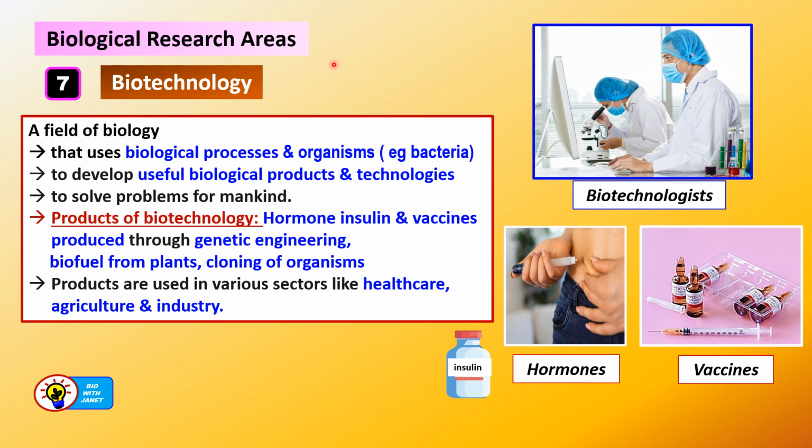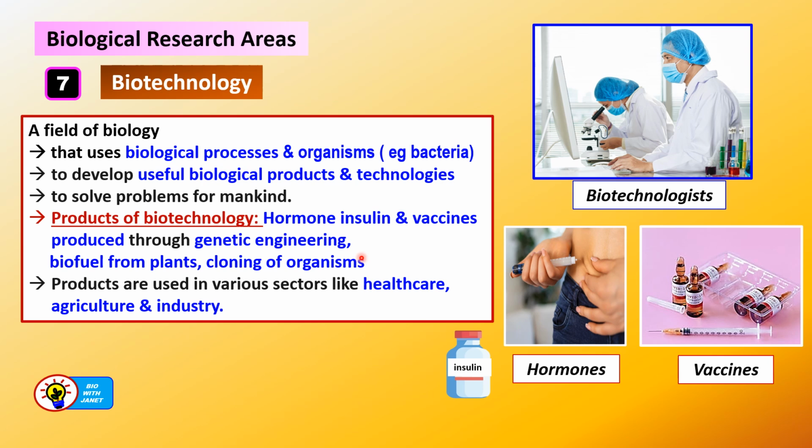Then biotechnology. So biotechnology is a field that uses biological processes and organisms, such as microorganisms like bacteria and fungi, to develop useful biological products and technologies, such as the production of vaccines, hormones, and even food products to solve problems for mankind. Okay, so products of biotechnology include the hormone insulin, which is injected into diabetic patients to control the blood sugar level. The insulin can convert excess blood glucose into glycogen to be stored in the liver.